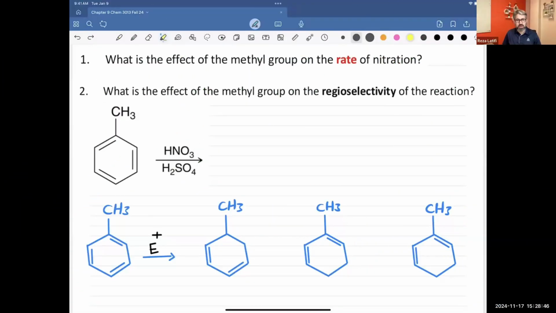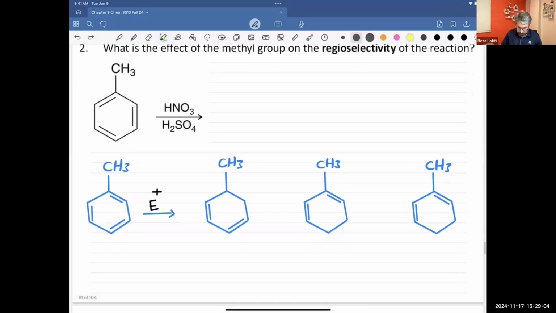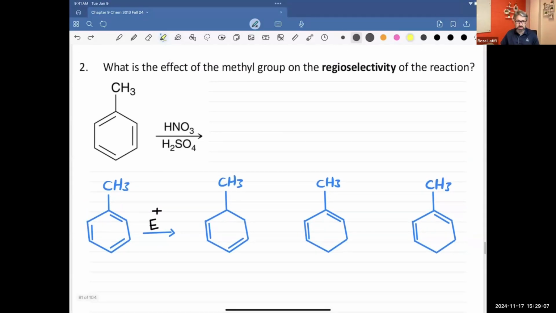In the last couple of lectures, I showed you the effect of electron donating or electron withdrawing groups. We said electron donating groups will lead to the ortho or para position, while electron withdrawing groups will favor the meta position. And in this case, I have a substituent, and the substituent is methyl, and I'm treating this toluene molecule with nitric acid and sulfuric acid, and this is going to be nitration.